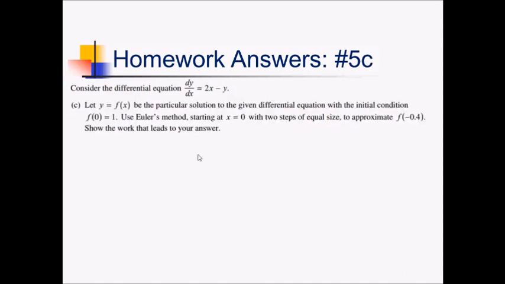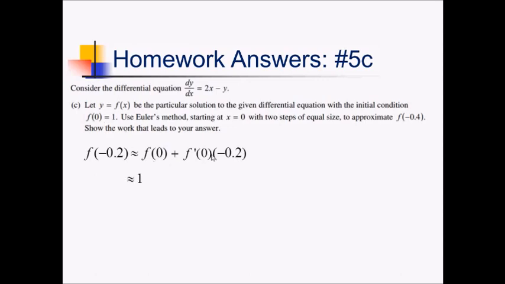For this part of the problem, they want us to use Euler's method with an initial condition of f of 0 equals 1, starting at 0, with 2 steps of equal size to get f of -0.4. Since we're starting at 0 and going to -0.4, we're going backwards by steps of -0.2. So we're going to start by approximating f of -0.2, and then we'll use that to figure out f of -0.4. This first one is going to be f of 0 plus f prime of 0 times our step of -0.2. F of 0, they told us, was exactly 1.